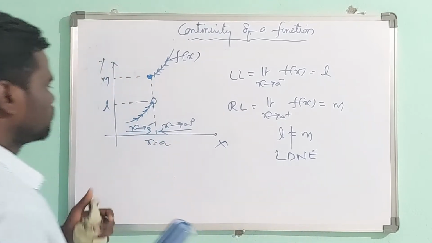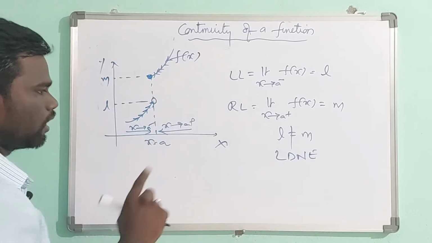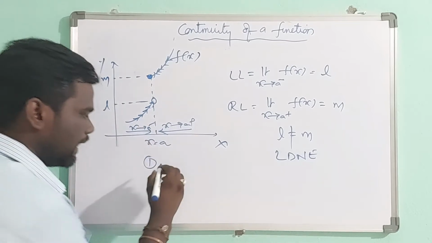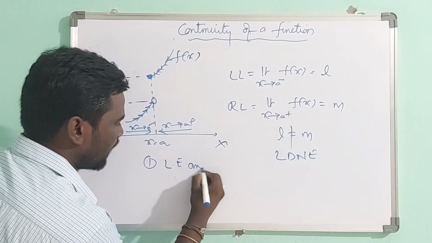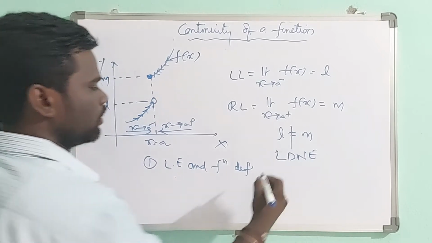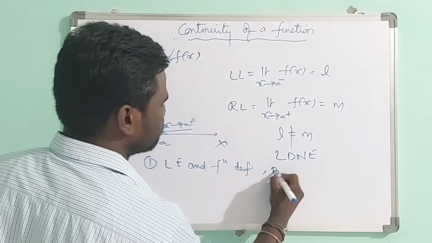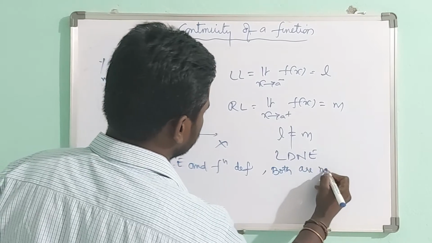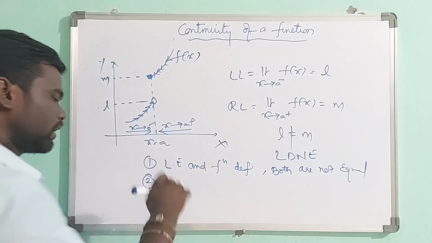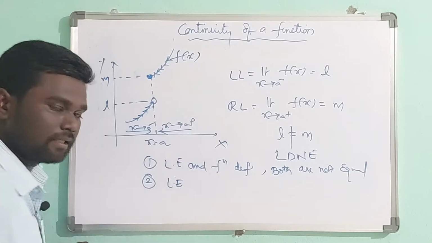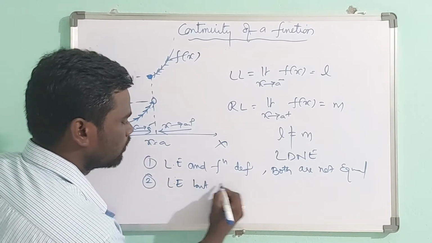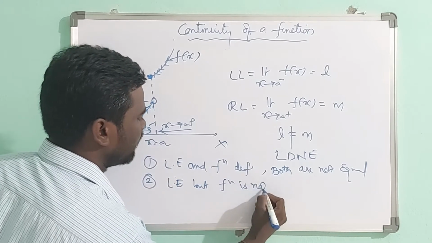So students, please concentrate. Here we have three reasons. The first one is: the limit exists and the function is defined, but both are not equal. Now coming to the second one. In the second case, the limit exists but the function is not defined.